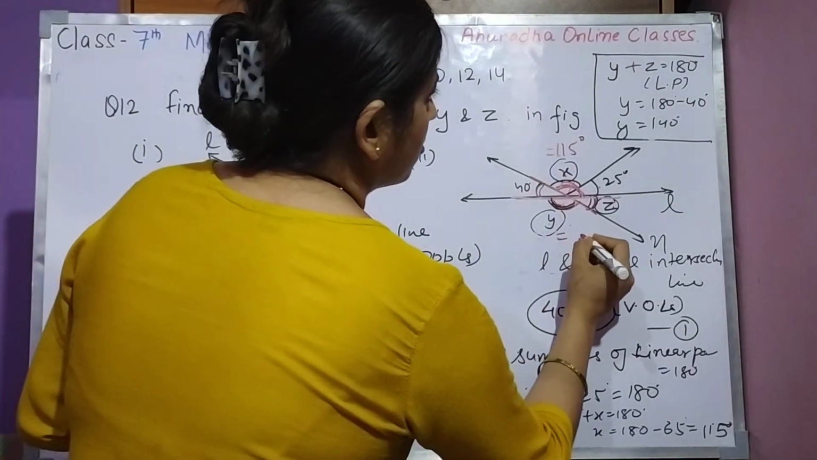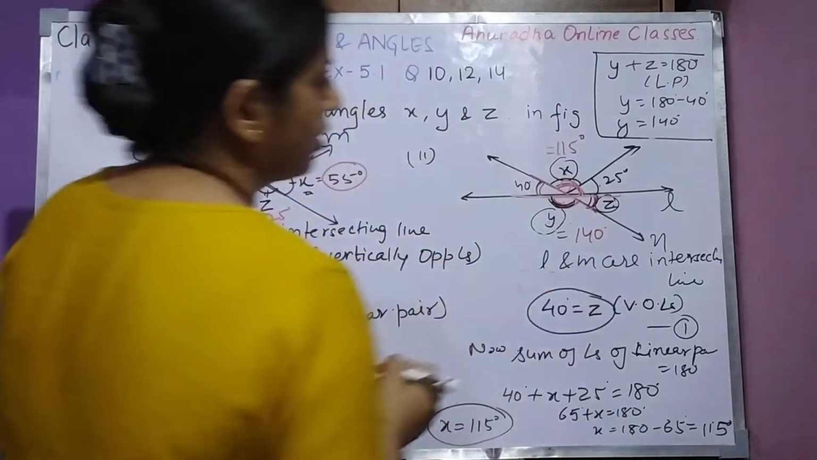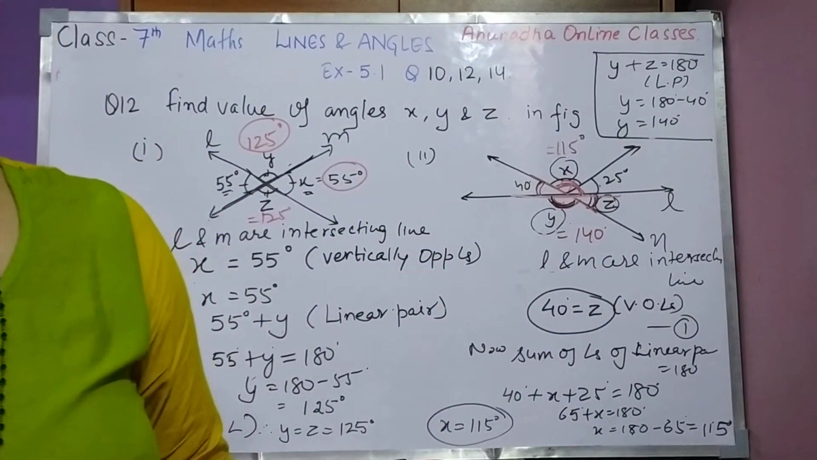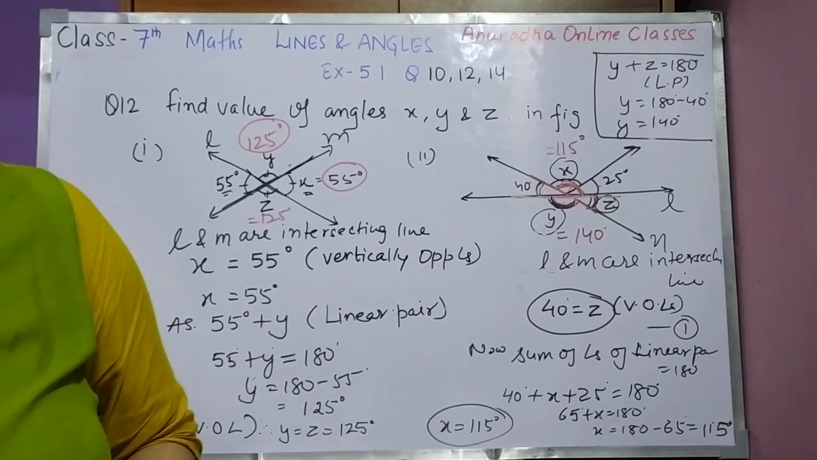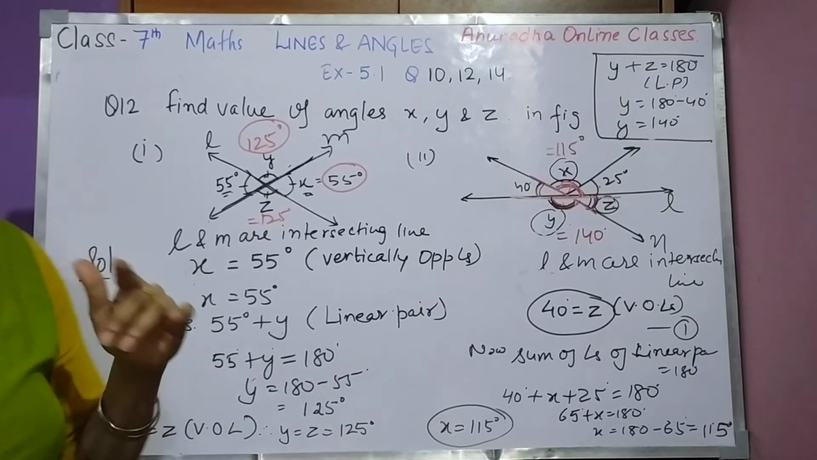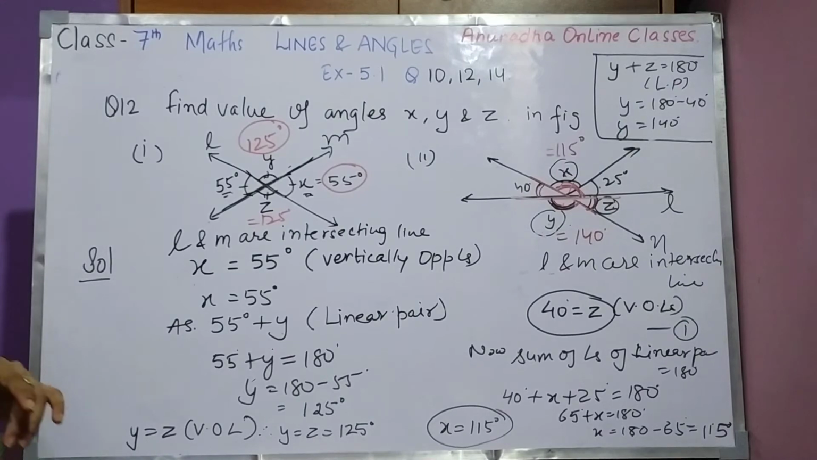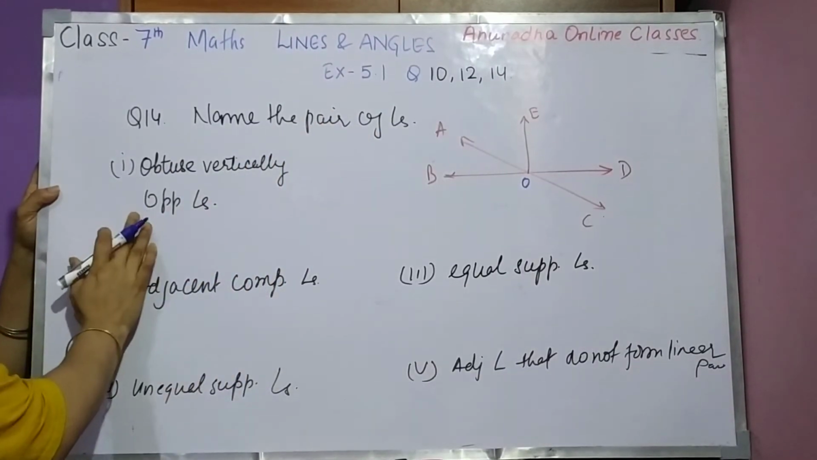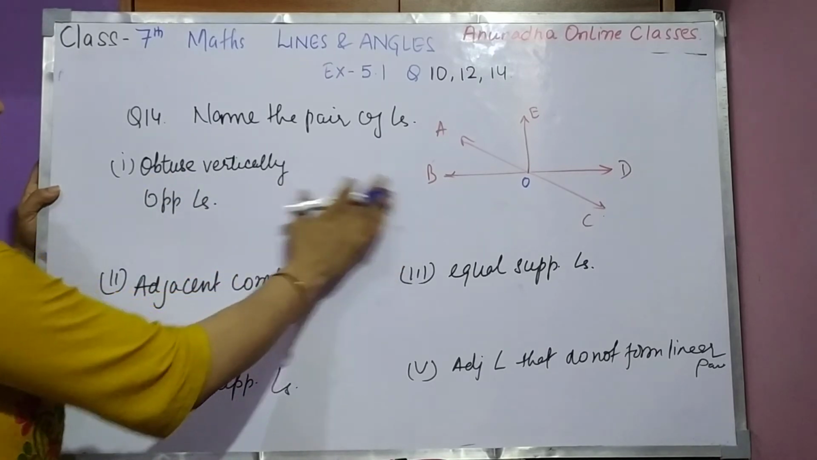So children, I think this is clear to you. When you do it by yourself, then it will be more clear. Okay. So try to do it by yourself. Now come to the next and the last question. That is question number 14. Now see children, name the pair of angles. Okay. First you have to find out, this is the figure for this.